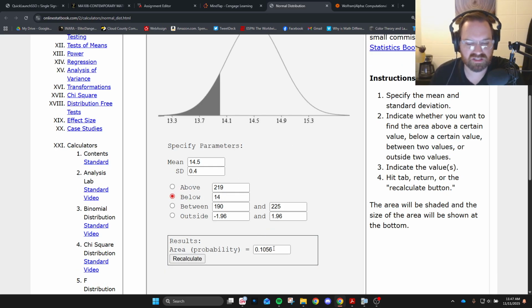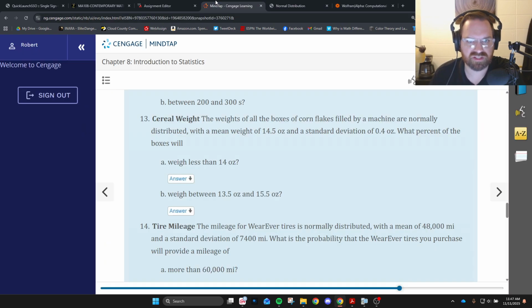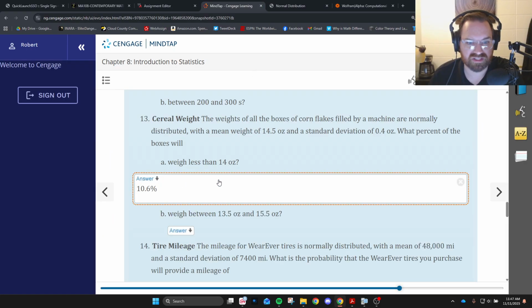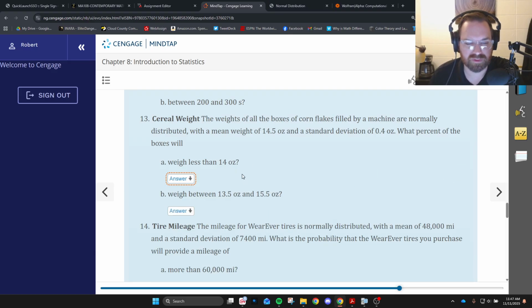Below 14 is going to be 0.1056. So this is asking, again, for a percentage. So it should be 10 points. Is it going to be 0.6 or 0.5? I don't know. I guess we'll find out. 10.5 or 10.6? 10.6. There it is. In this case, they were correct. They rounded up. Will the next one be correct? I guess we'll find out.